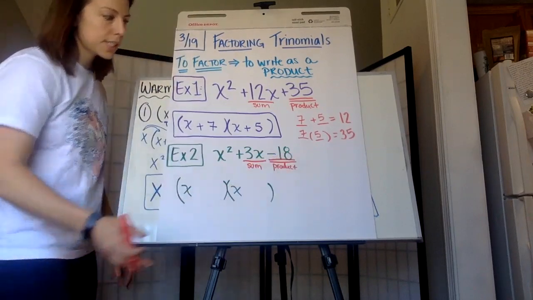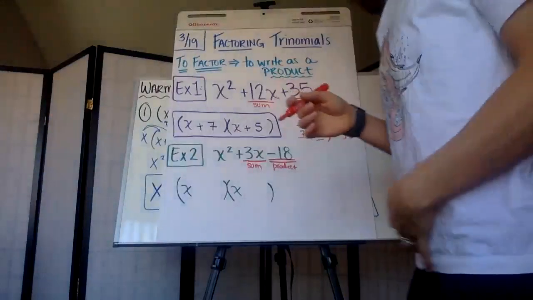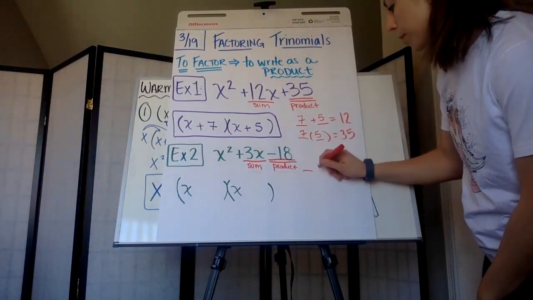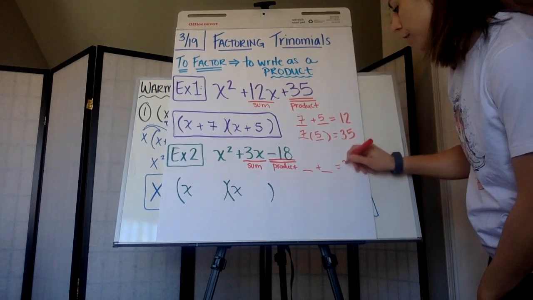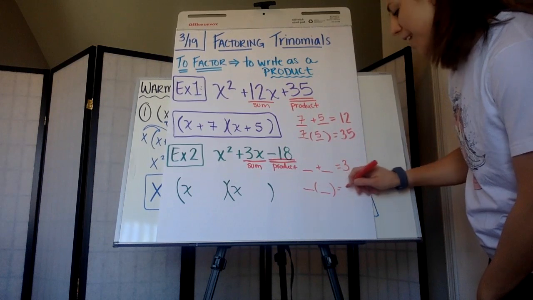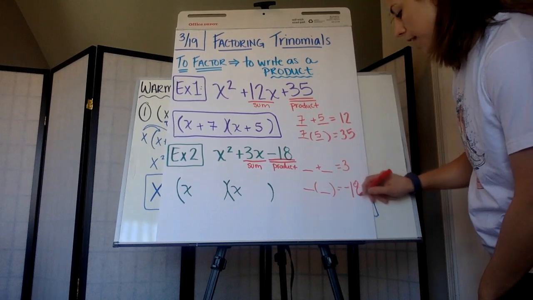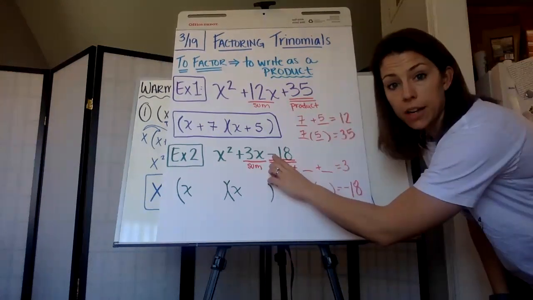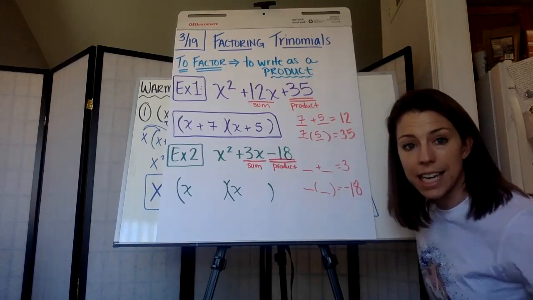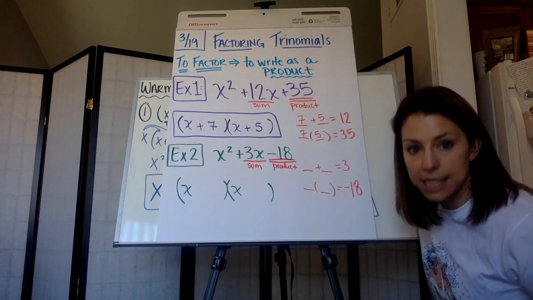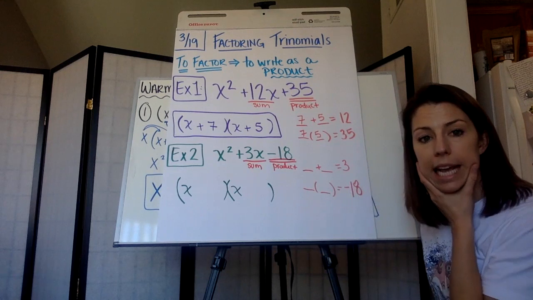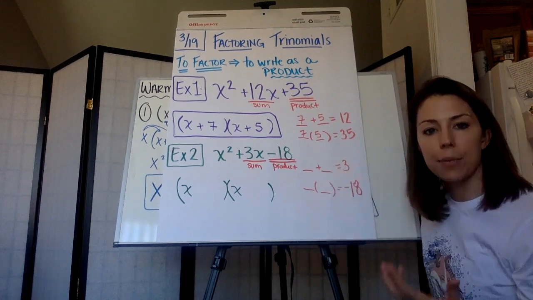Okay, so we're going to come over to the side here and play the P's and Q's game. So here we go. What two numbers have a sum of 3 and a product of, now notice I said negative 18. Why do you think that is? Because of this subtraction symbol here. Okay, so negative 18. In order to have a product of negative 18, one of these numbers has to be positive and the other one has to be negative. But then they also have to add up to 3.